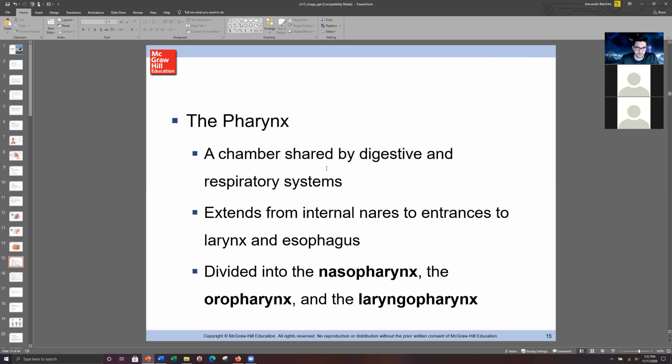And again, the indicators here that might help you differentiate are just the prefixes: naso, oro, and laryngo, right? Determining where you find them. So nasopharynx, oropharynx, laryngopharynx. Nasopharynx at the back of the nose, oropharynx at the back of the mouth, laryngopharynx at the beginning of the larynx.